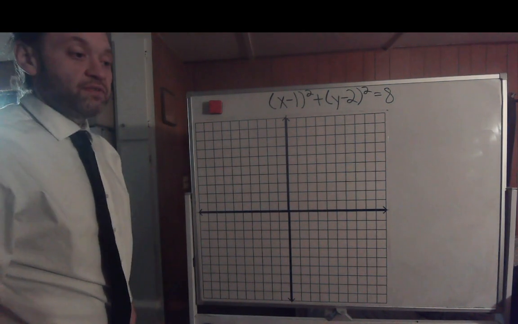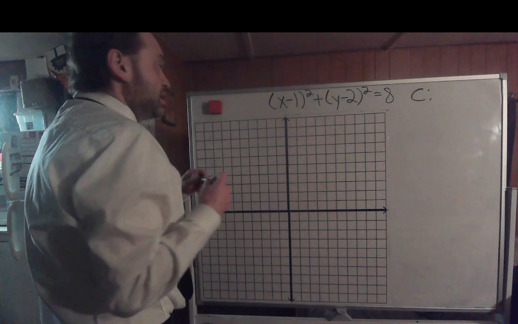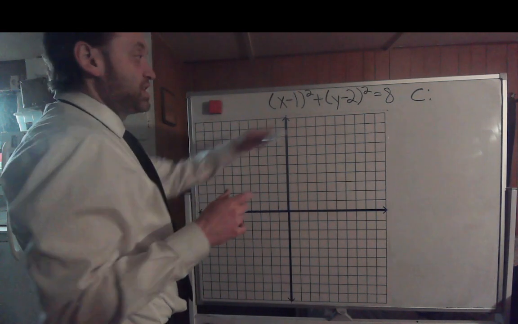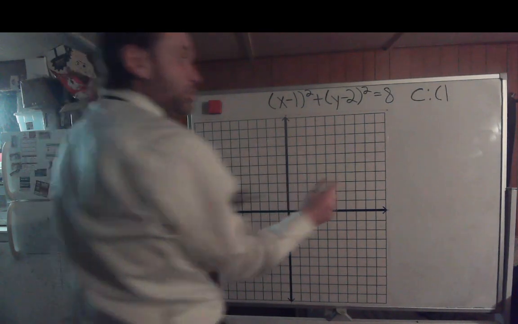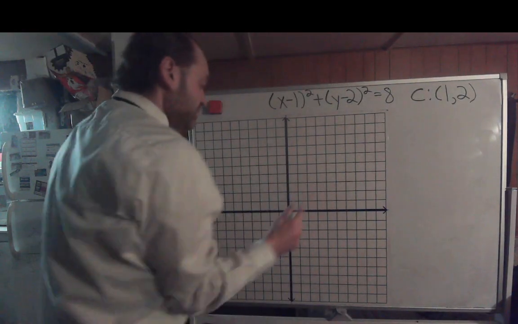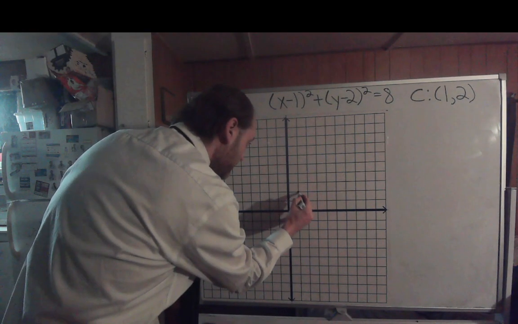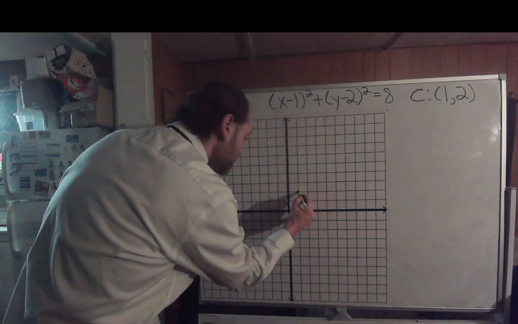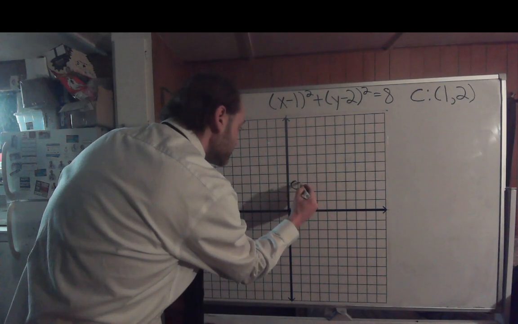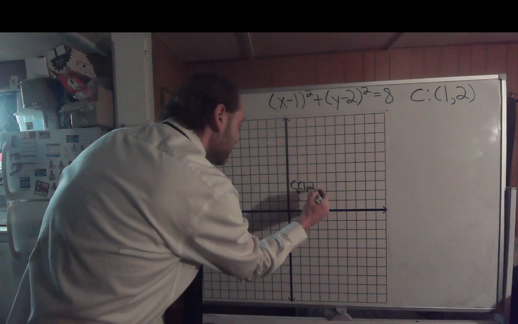Well, let's identify the center. The center is definitely not at the origin this time. To get your coordinate for the center, set the x minus 1 equal to 0, so your x coordinate will be 1. Set the y minus 2 equal to 0, your y coordinate will be 2. So the center of the circle is located at the point 1, 2. So there's your center at 1, 2, right there.